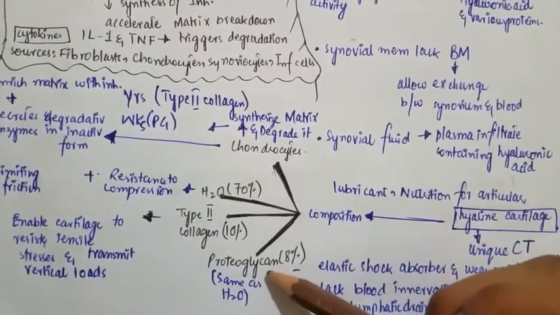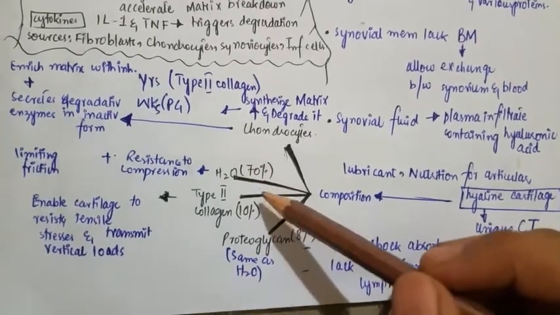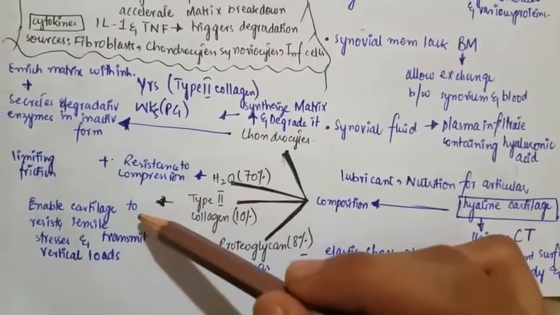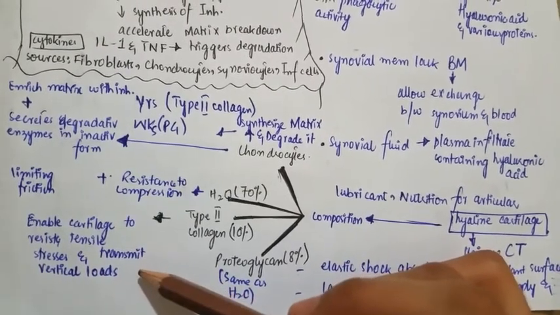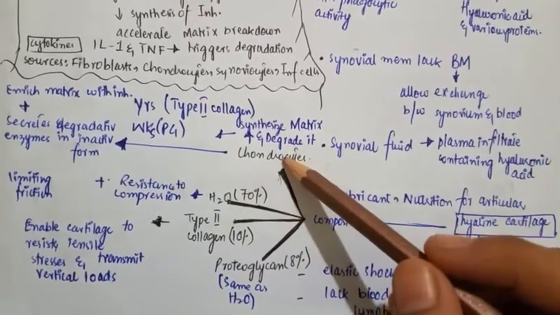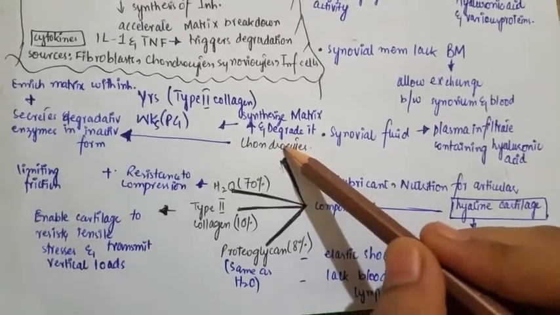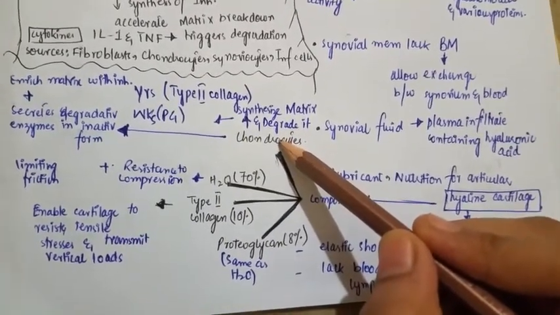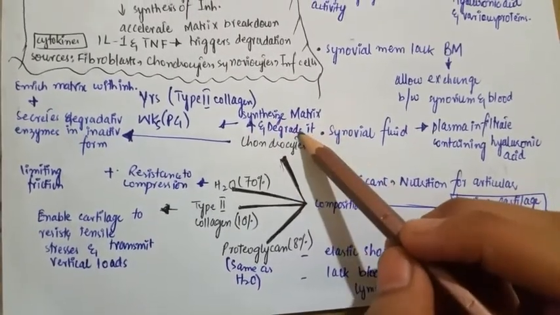The function of the proteoglycan is similar to the water. And what about the type 2 collagen? It enables the cartilage to resist tensile stresses and transmit the vertical loads. And chondrocytes, what is the role of the chondrocytes? They synthesize the matrix and degrade it.